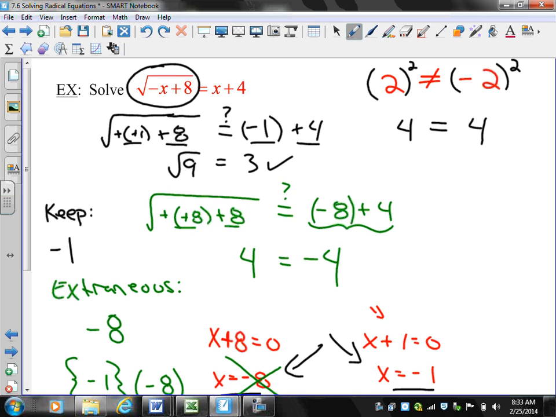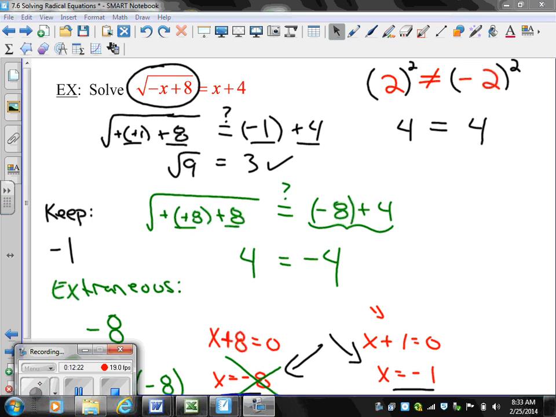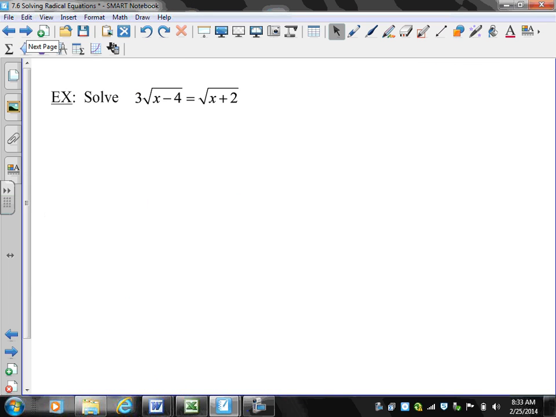Okay, let's look at one or two more. This time we're going to have a radical on both sides. And this does clean up pretty nicely. There's a little, not catch here, but something you should look out for. We're going to see it right off the bat here.